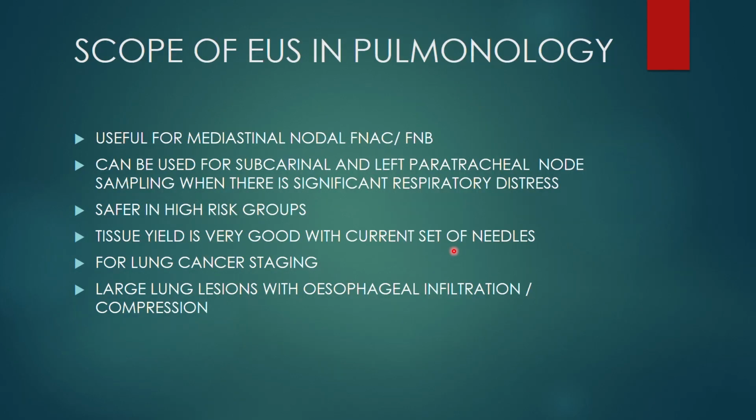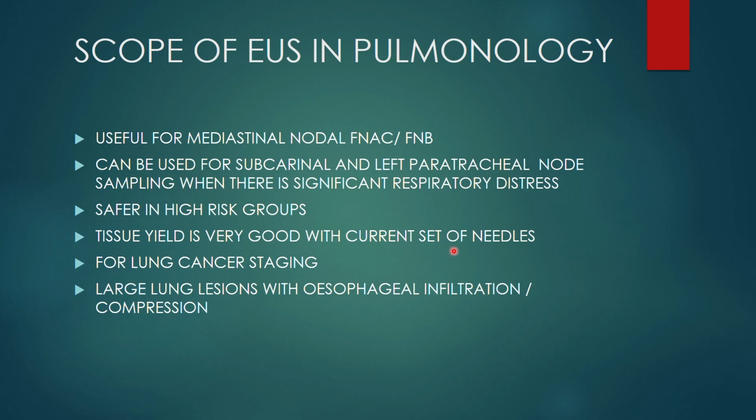And the scope of EUS in pulmonology: it is useful for mediastinal nodal FNAC and FNB, as we discussed over the last 2 days. It can be used for subcarinal node and left paratracheal node sampling when there is significant respiratory distress. If you think that your patient is very unwell and you will require intubation and other things to get the sample, EUS is one of the alternatives.